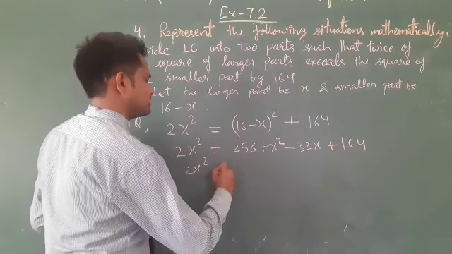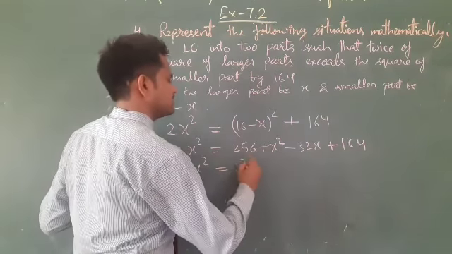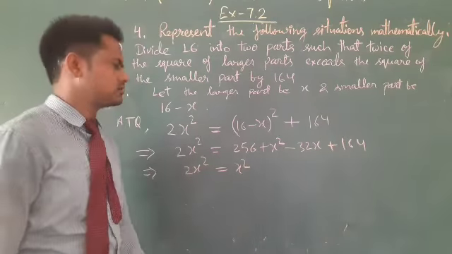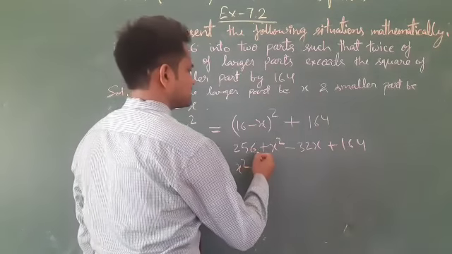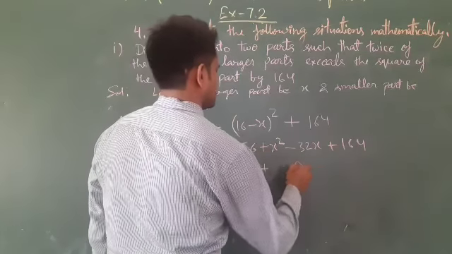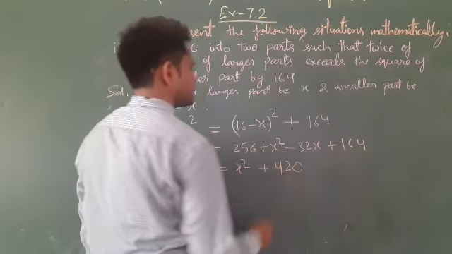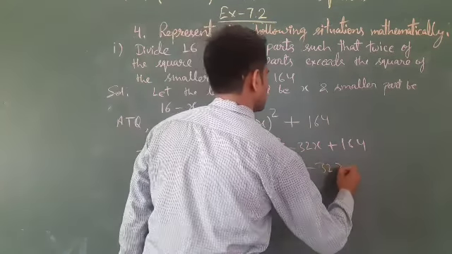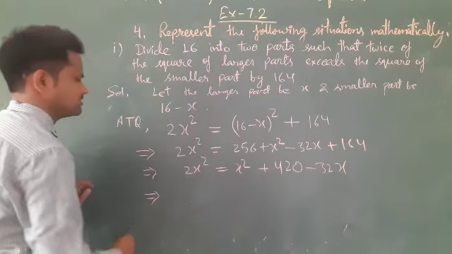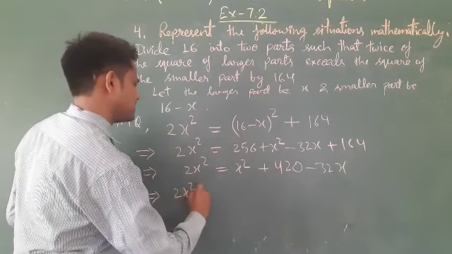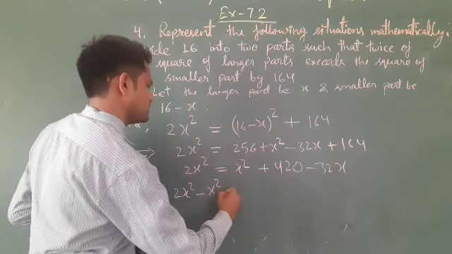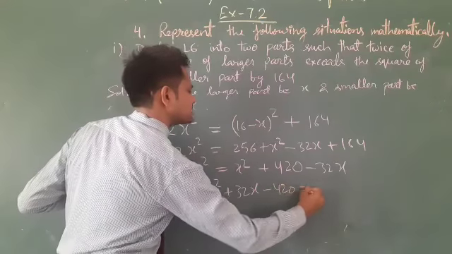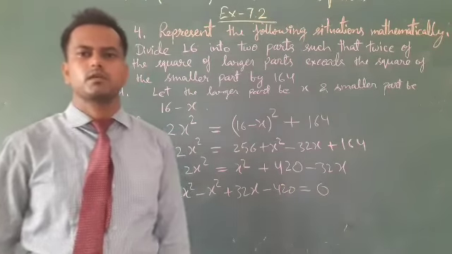Here we have 2x square plus x square, and 256 and 164. You have to add both constants, then you will get 420, and here minus 32x. Then transpose it: 2x square minus x square plus 32x minus 420 is equal to 0. Got it?